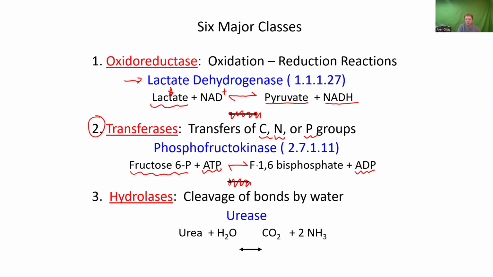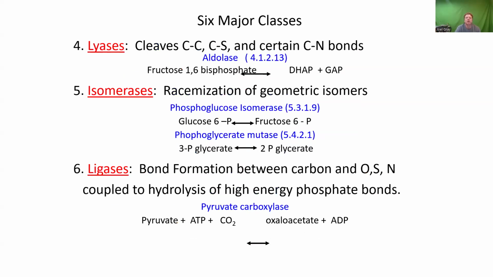A hydrolase is going to use water to break a bond. That's all there is to that. Any hydrolase is going to do that. The end. Lyases will break carbon-carbon, carbon-sulfur, or carbon-nitrogen bonds, but without the help of water. Aldolase is an enzyme that we will see using that. An isomerase, indicated by the number 5, just takes all the atoms of a molecule and rearranges them, isomerizes them.